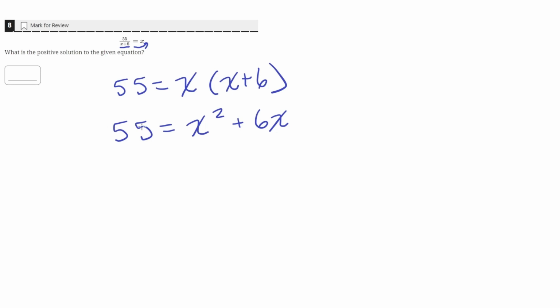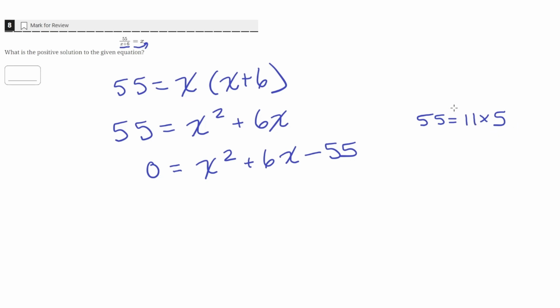And then we can move this 55 over to the other side so that we can get this quadratic equation right here. X squared plus 6x minus 55 equals 0. So in order to solve this equation for x, we can factor this by grouping. So 55 is equal to 11 times 5. And the 6 here is equal to 11 minus 5. And 11 times negative 5 is equal to negative 55.